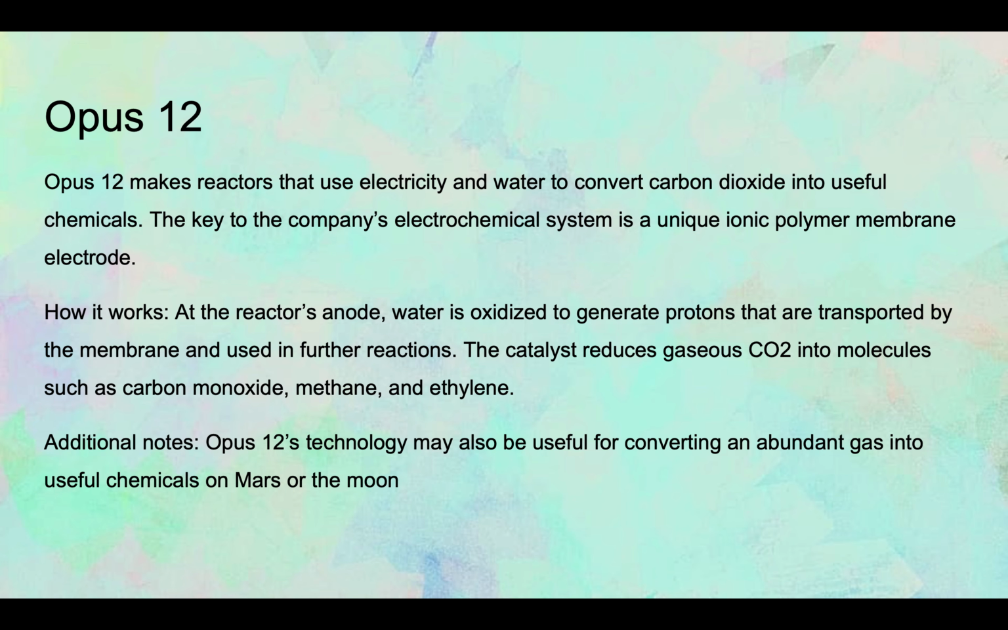So how this works: at the reactor's anode, water is oxidized to generate protons that are transported by the membrane and used in further reactions. The catalyst reduces gaseous CO2 into molecules such as carbon monoxide, methane, and ethane. So this will reduce the carbon dioxide that gets released into the atmosphere.